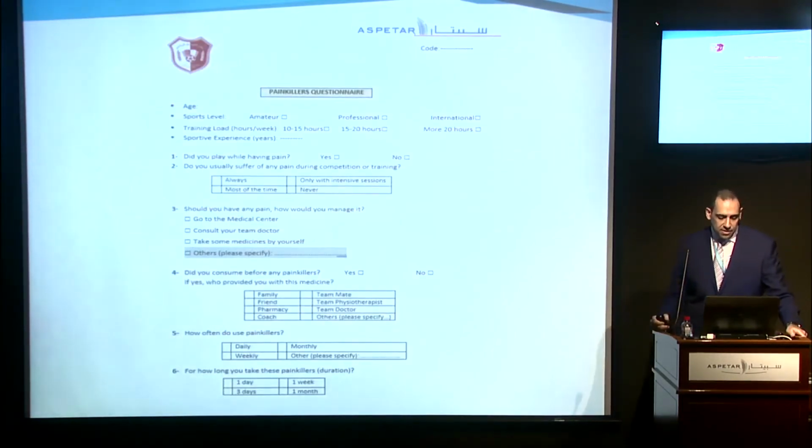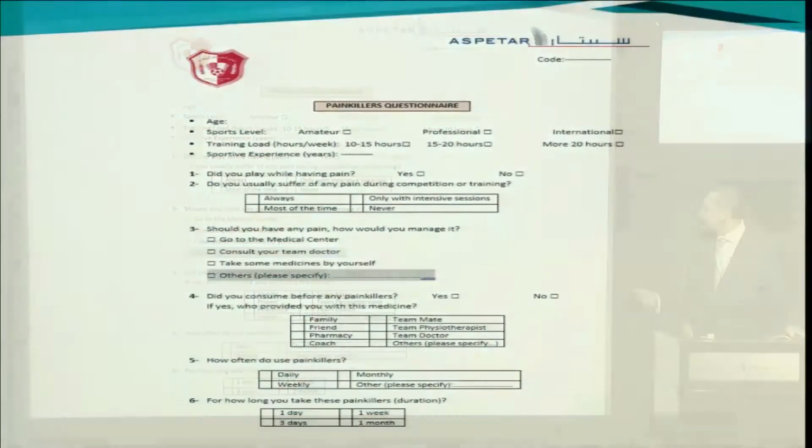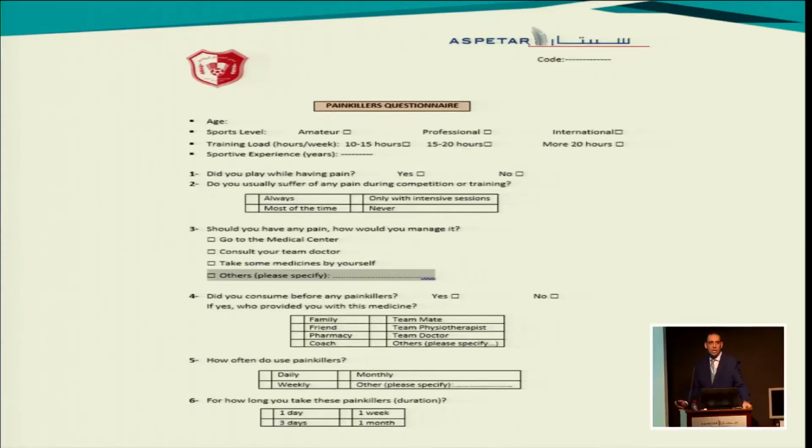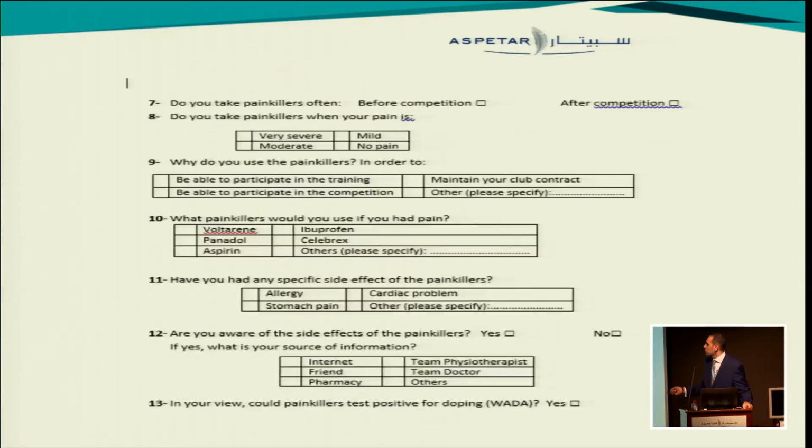This is the survey that has been done. It's almost 13 questions. It was done by Dr. Suhail, reviewed by myself, Dr. Karim Shamari, and Dr. Yassine from OPD. It's basically questions in regard to the athletes' knowledge of the NSAIDs and their knowledge about side effects, whether they are prohibited or not, how many they are taking, where they are getting them from, why they are using them, and the frequency of use. So there are almost 13 questions.